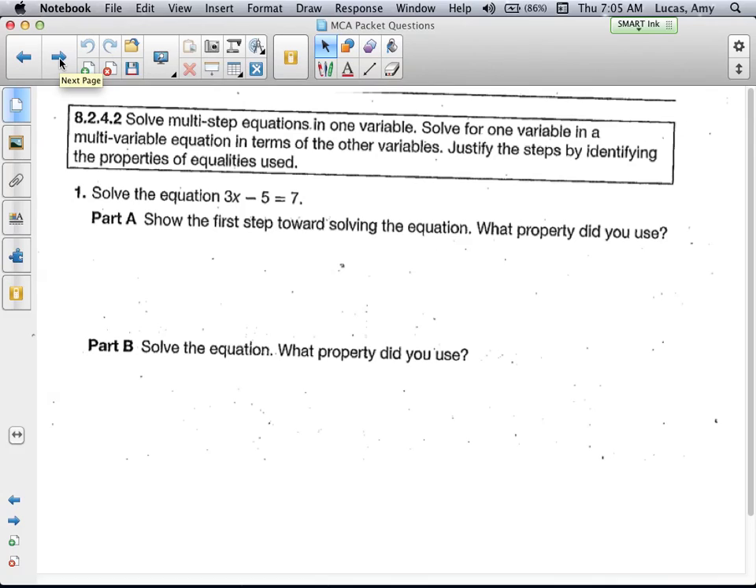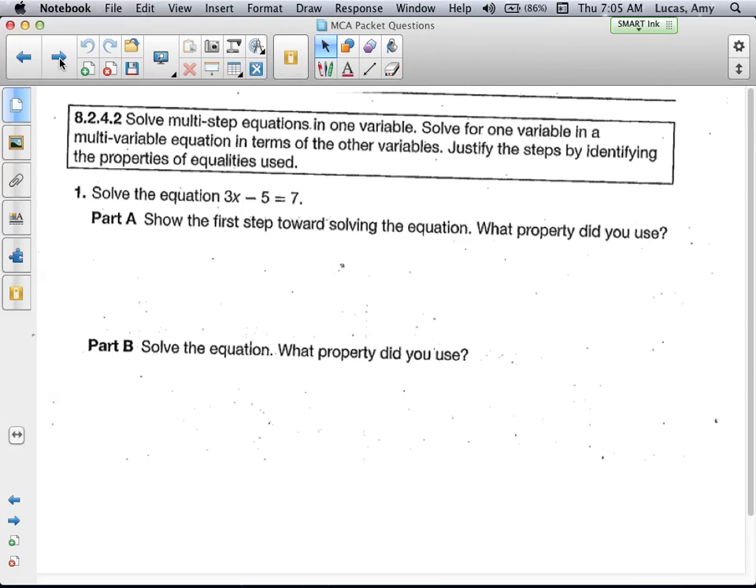This should be on page 37 in your packet. Benchmark 8242. Solve multi-step equations in one variable. Solve for one variable in a multivariable equation in terms of the other variables. Justify the steps by identifying the properties of equalities used.